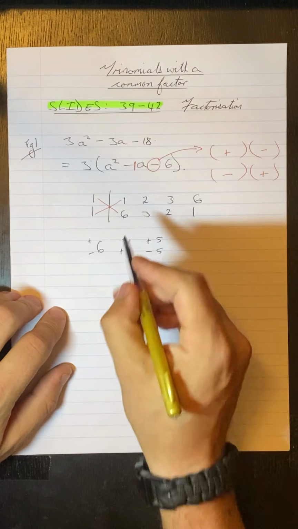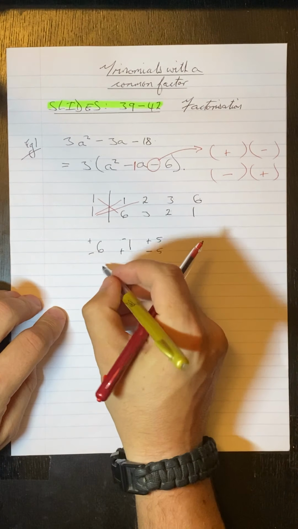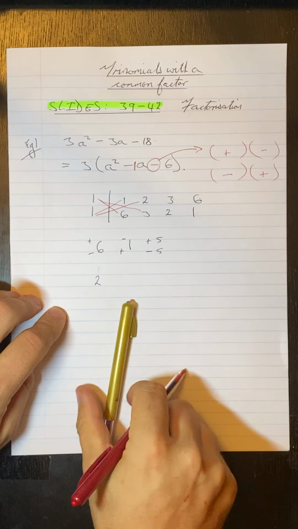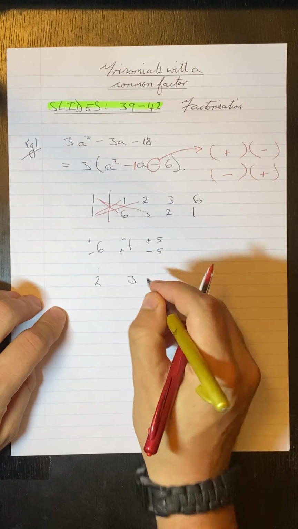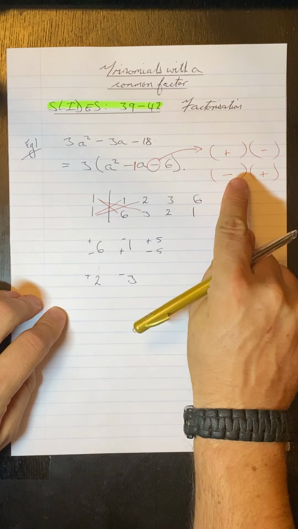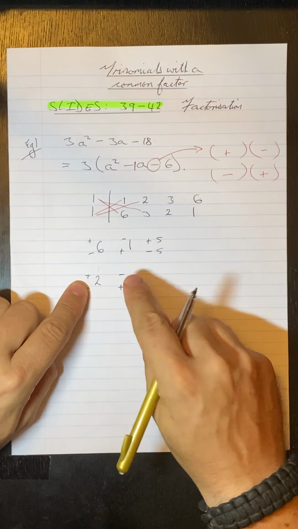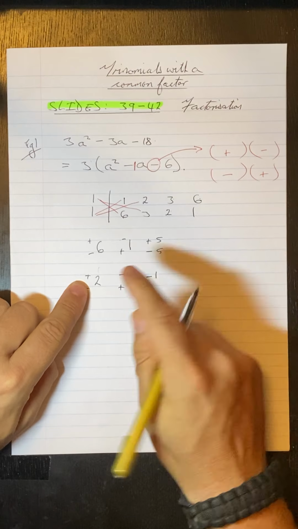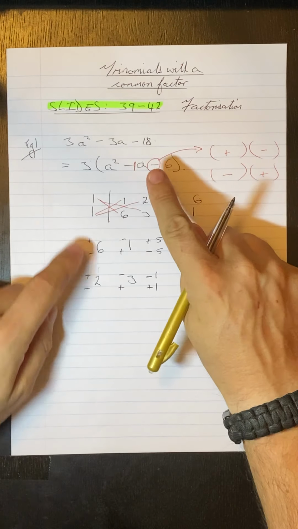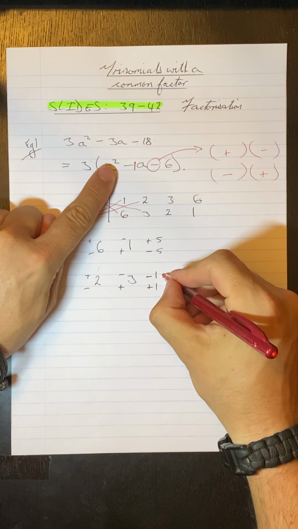So I'm going to move to the next pair, which is that times that, which gives us 2, and then that times that, which gives us 3. Then I just put my signs down, so plus, minus, and minus, plus. The top one, plus 2 minus 3 gives us minus 1. Minus 2 plus 3 gives us plus 1. What are we trying to get to? Minus 1. There it is. That is what we want.